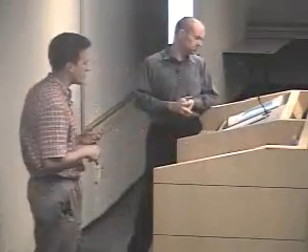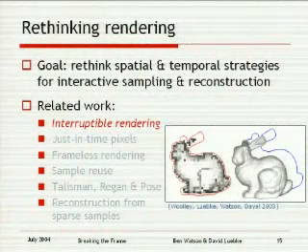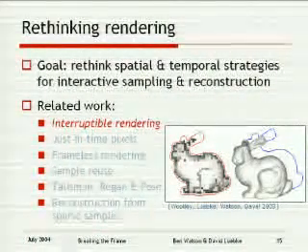So this is what we're doing. We're trying to rethink interactive rendering and the spatial and temporal strategies that we use for sampling in interactive rendering. And then we have to deal with the problem, how do we reconstruct images out of those sample streams? So there's a lot of related work. I've just listed a few things here. There's more that could be listed.